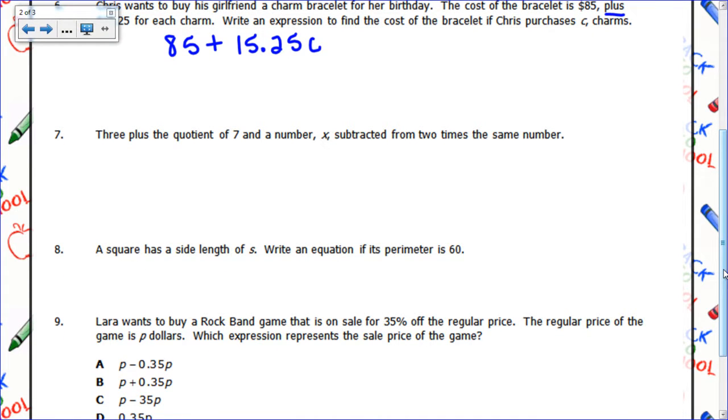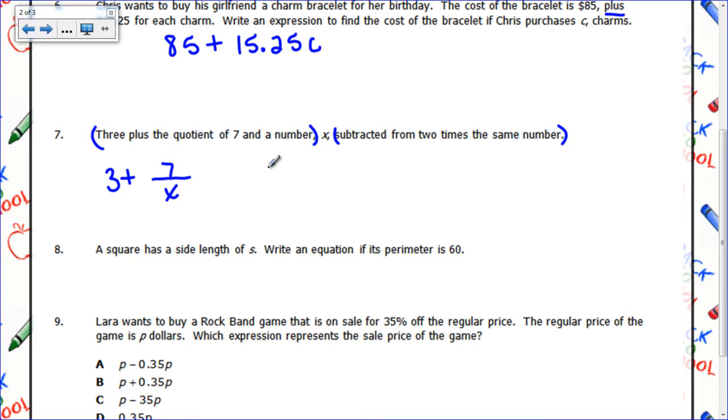Number 7, 3 plus the quotient of 7 and a number, x. They're telling us the number is x, so they give you the variable. Subtracted from 2 times the same number. There is a bunch going on here. These parentheses tell me that this stuff and this stuff are going to be separated from each other, probably with grouping symbols, because they're going to have to go together. They may not have to have grouping symbols, but let's look and see what we have. So I'm going to have 3 plus the quotient of 7 and a number. So 3 plus quotient means divide, so I have that fraction bar, 7 and the number x.